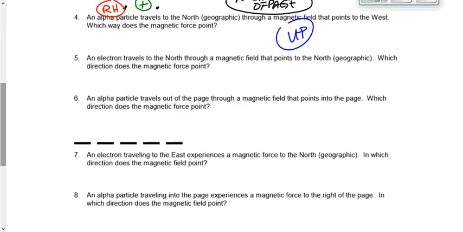So have a look at number 5. It says an electron traveling north. Again, our frame of reference is the earth this time as opposed to the page. So our answer will be relative to the earth. The electron travels north through a magnetic field that points to the north. What is the direction of the magnetic force? Trick question. There is no magnetic force because the field is parallel to the direction of motion. Good. No force.